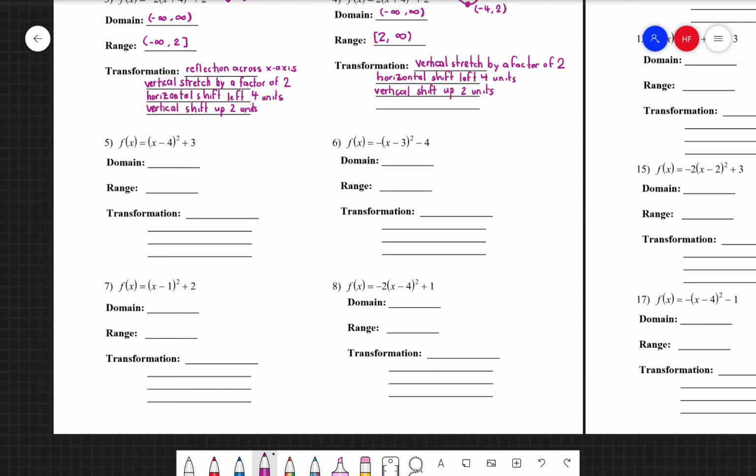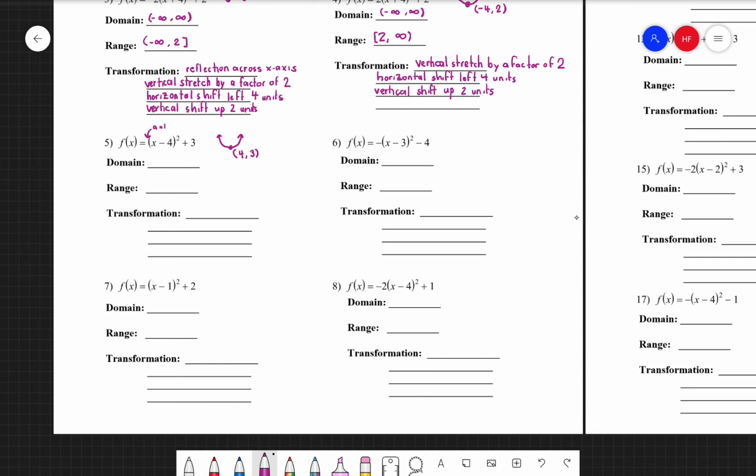Now on number 5, f of x equals (x minus 4) squared plus 3. So here, I don't see an a value, so a is 1. And so that means I only have 2 things that have changed from the parent function, the minus 4 and the plus 3. So it is a positive quadratic, so it's going to be facing upward. And the vertex has moved to the right 4 and up 3. So my new vertex is at 4, 3.